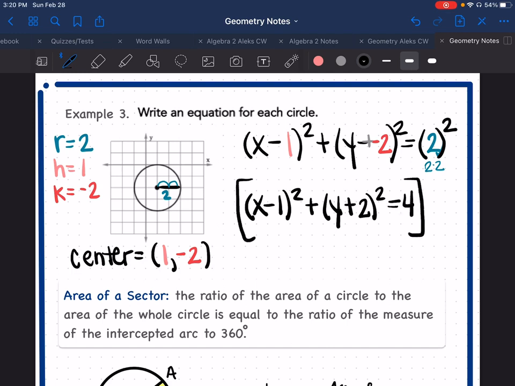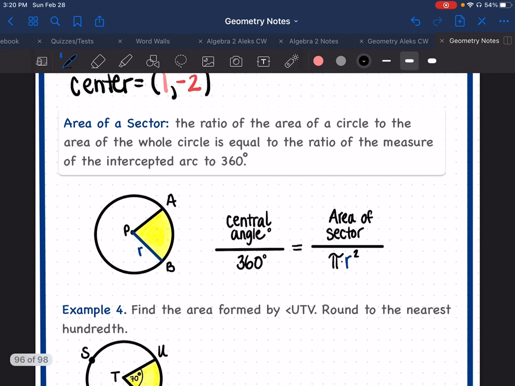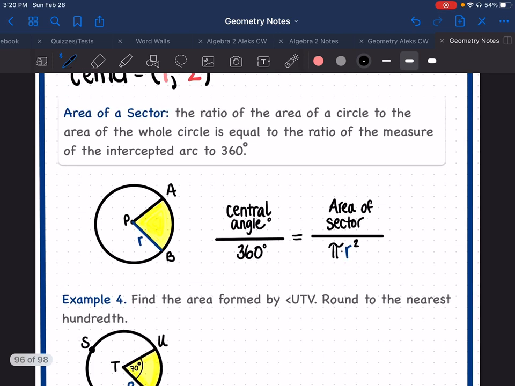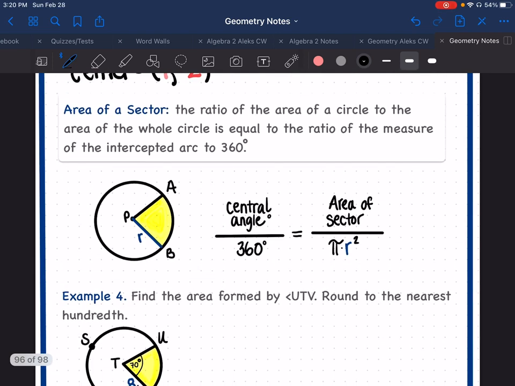All right, the last thing I wanted to talk to you about in this unit, guys, is the area of a sector. The ratio of the area of the sector to the area of the whole circle is equal to the ratio of the measure of the intercepted arc to 360 degrees.